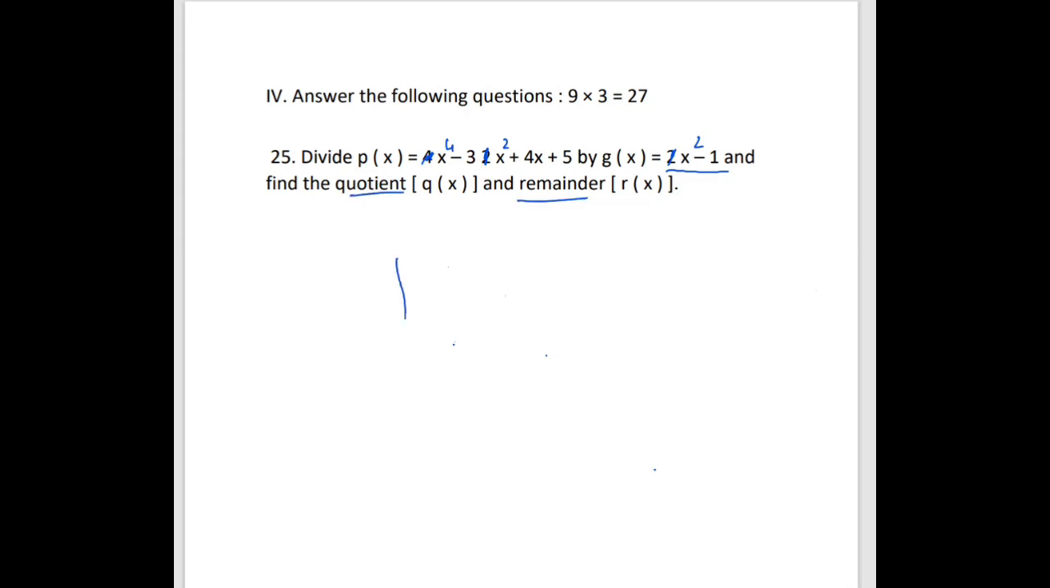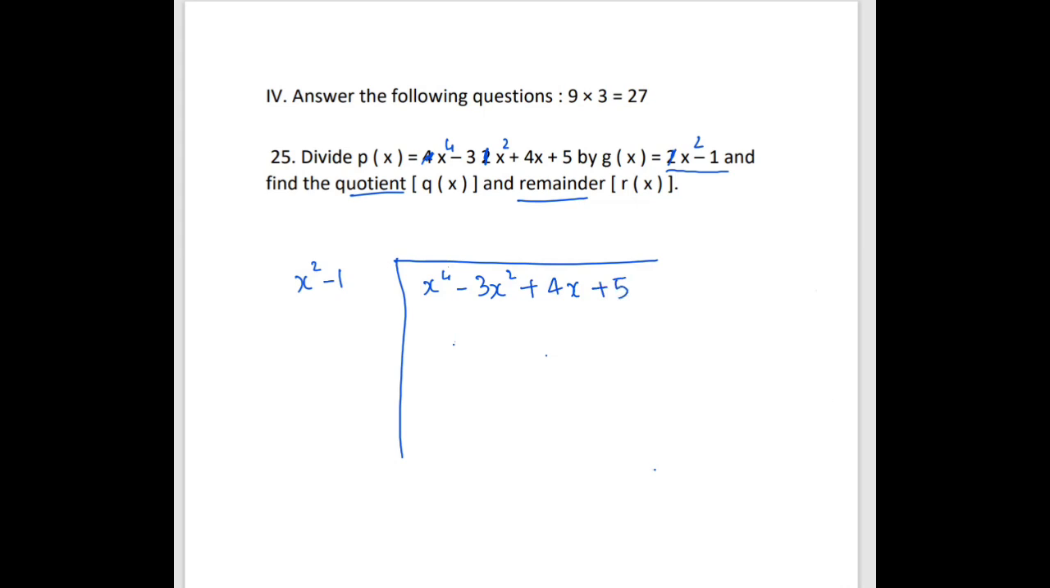The first step, the division box like this. So x square minus 1, always the smaller polynomial with the lesser degree, comes outside here. This is the 4-degree polynomial, so that comes inside the box. Write whatever it is as it is.